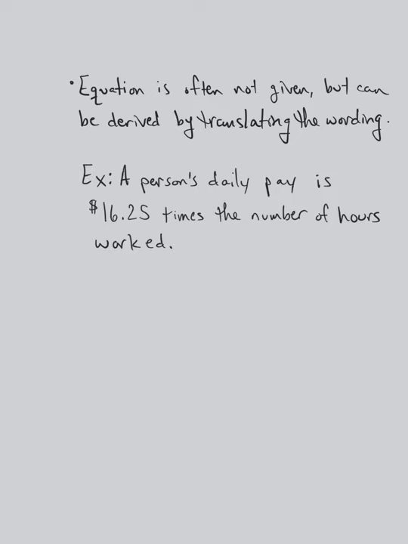And then thirdly, the way we would usually word this problem is slightly different, so it's a good opportunity to point out that wording and what to look for in some problems. Okay, so let's look at this. It says a person's daily pay is $16.25 times the number of hours worked.